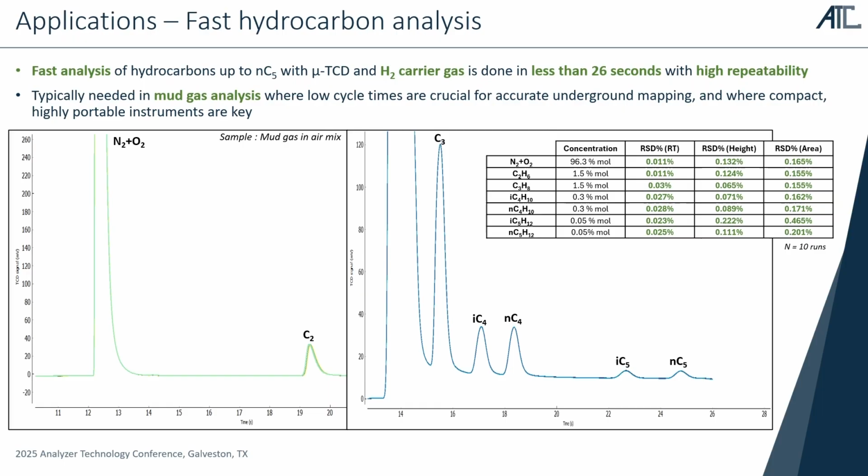repeatabilities. You might wonder when we need such low analysis times, and one prime example is mud logging. Because in mud logging, you have people who are mapping the underground, well, the cycle time basically defines the resolution of the picture they have of the underground. So even a small amount of gain is a big gain for this application.